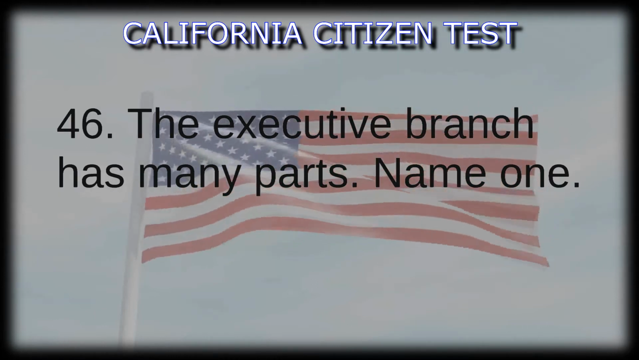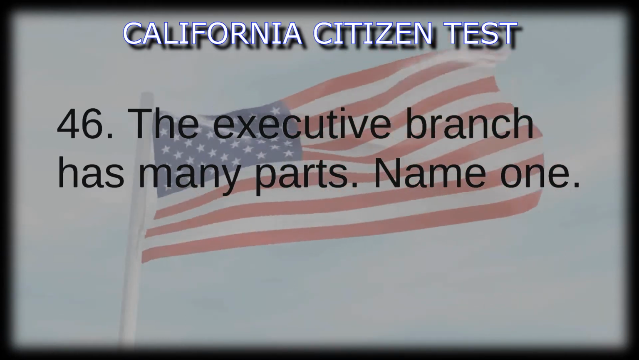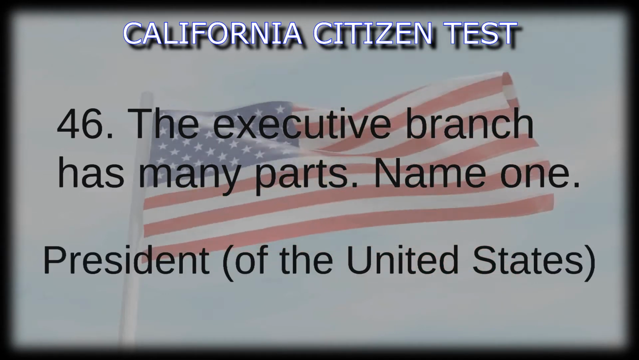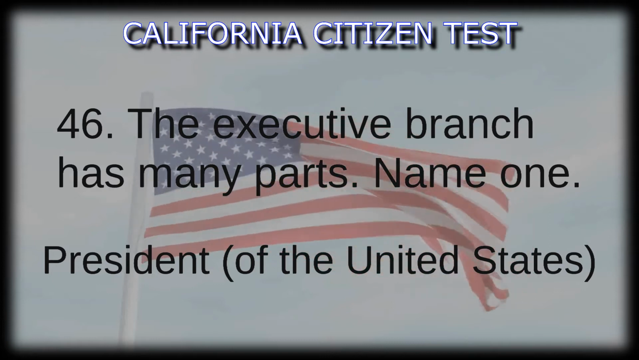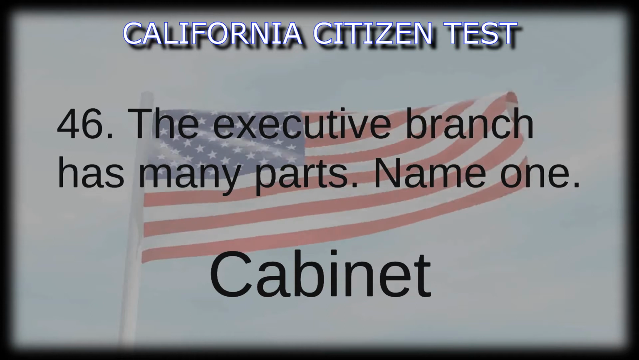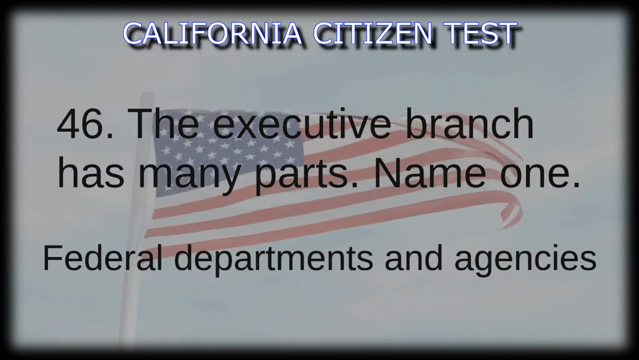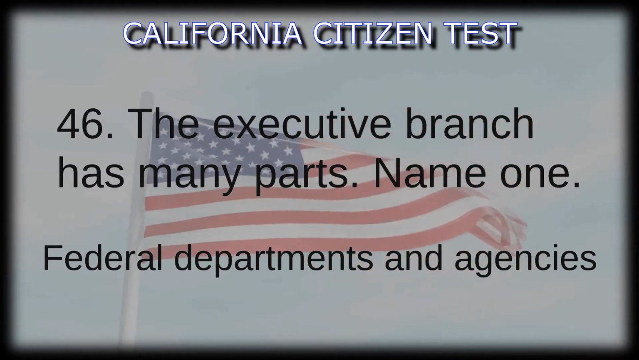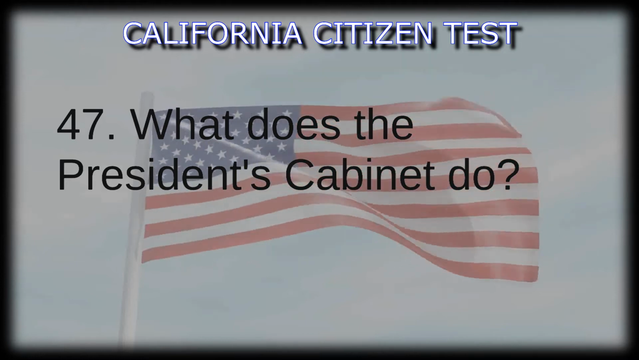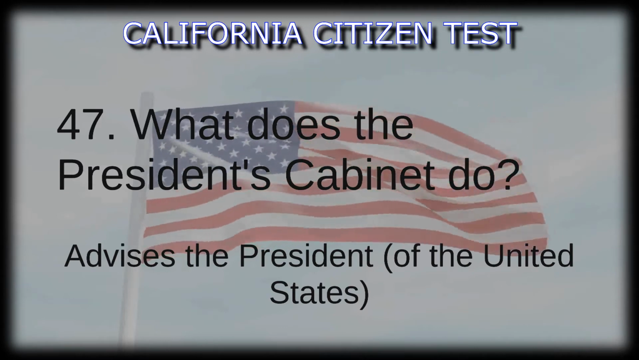46. The executive branch has many parts. Name one. President of the United States. Cabinet. Federal departments and agencies. 47. What does the President's cabinet do? Advises the President of the United States.